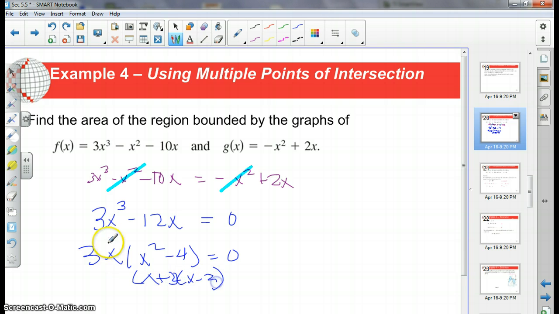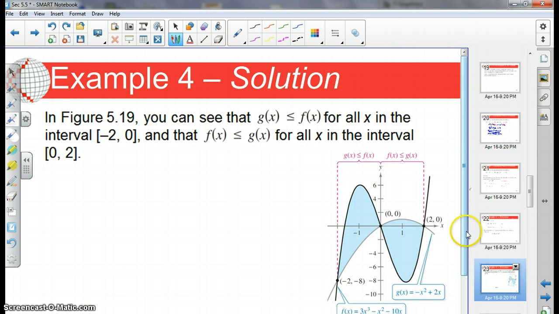And don't forget, you do have a factor here as well. And we know that that factor is set equal to 0. 3x equals 0 when x is 0. Here, x is -2, and here, x is +2. So it looks like I have 3 points of intersection here. Again, looking at a quick graph, I can find all 3 points of intersections, 1, 2, 3, and it looks like I'm going to have to do the area between the x value -2 to 0.